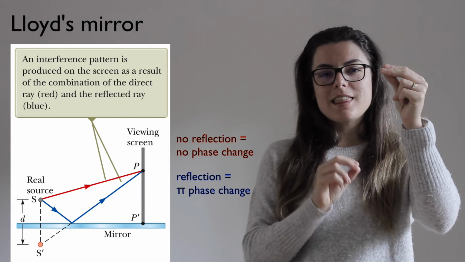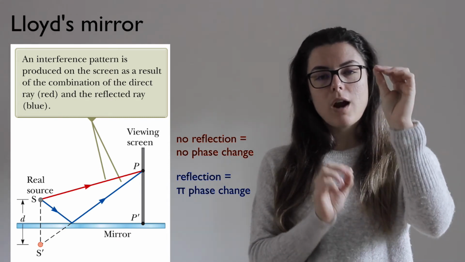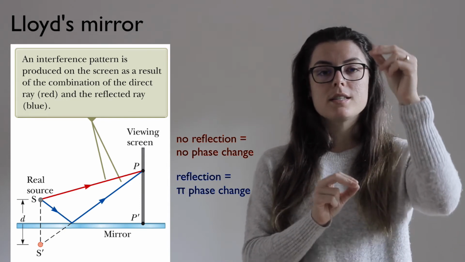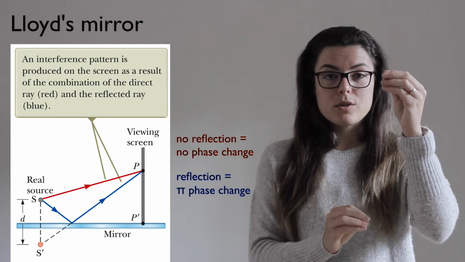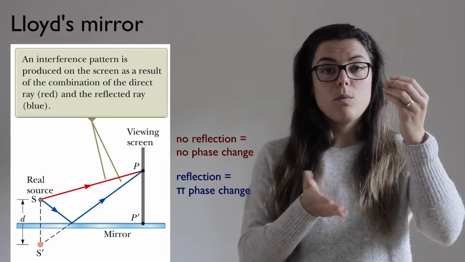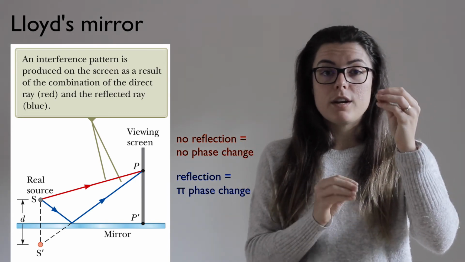But the thing is that there is a pi, or half a wavelength, or 180 degrees phase difference between them, because remember, the reason that we can see this virtual source is because it's due to the reflection off the mirror. And when rays are reflected off the mirror, they undergo a 180 degree phase shift.